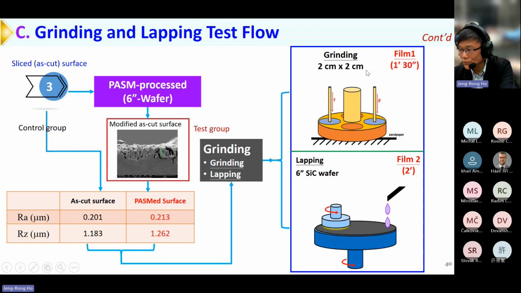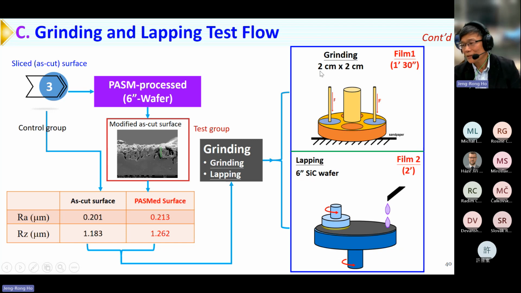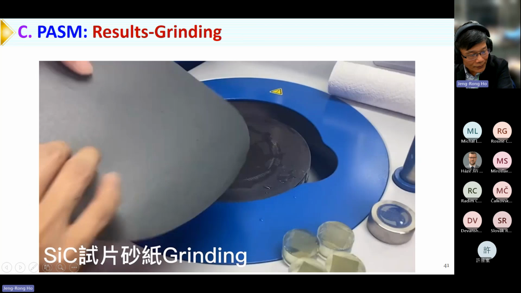For this case, the sample size is 2 centimeter by 2 centimeter. And for lapping, we conduct on a 6-inch silicon wafer. Because this one is kind of expensive, we didn't conduct many experiments. So usually we use small samples. The normal size in my lab is 2 centimeter by 2 centimeters. And this one, I just show how we do the grinding test.